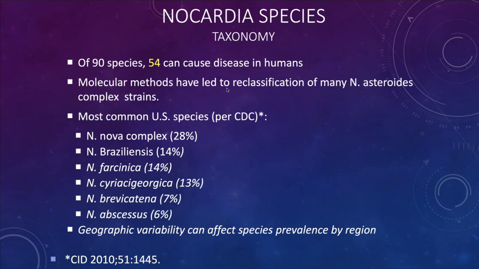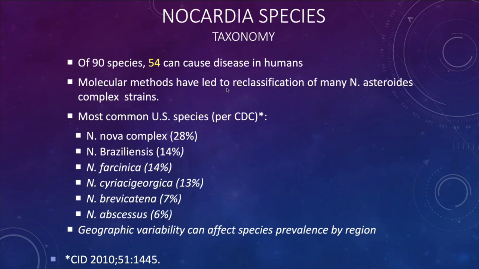There are 90 species of Nocardia. Over half of those can cause disease in humans. And when I was a fellow many moons ago, we learned that there were basically two strains of Nocardia to worry about, Nocardia brasiliensis and Nocardia asteroides. But in recent years, because of molecular typing, most of the strains of Nocardia asteroides have been reclassified to things like Nocardia cerasi georgica, for example.